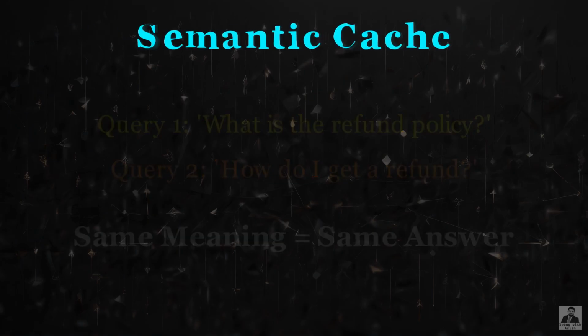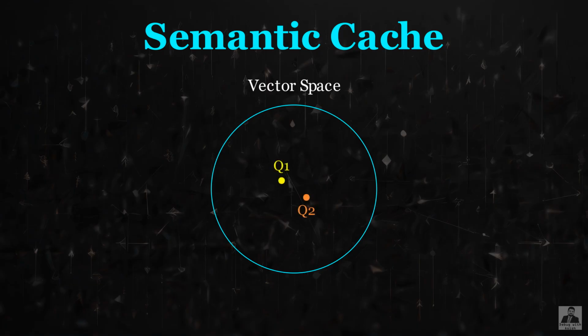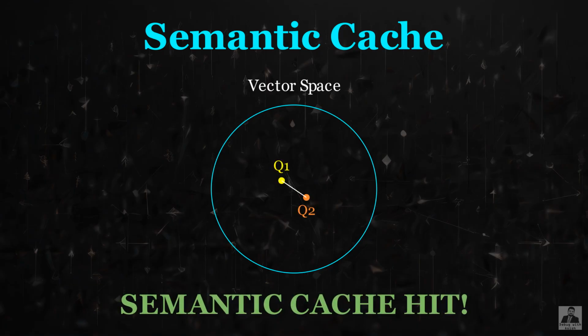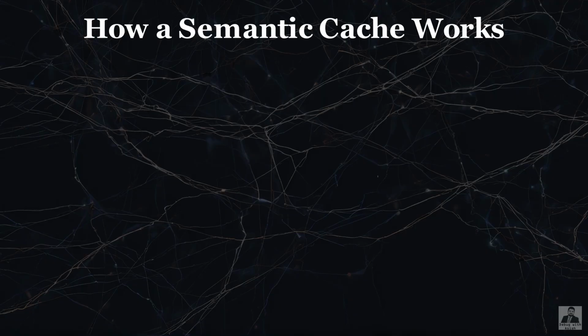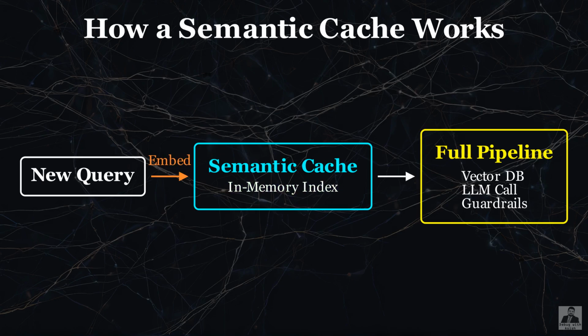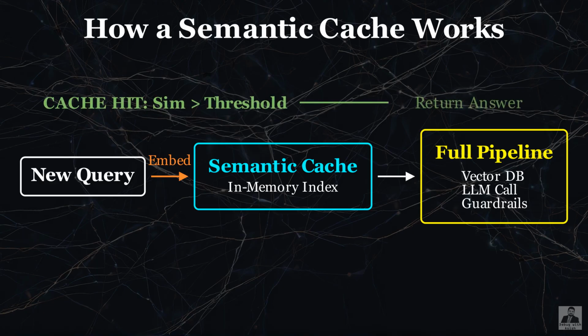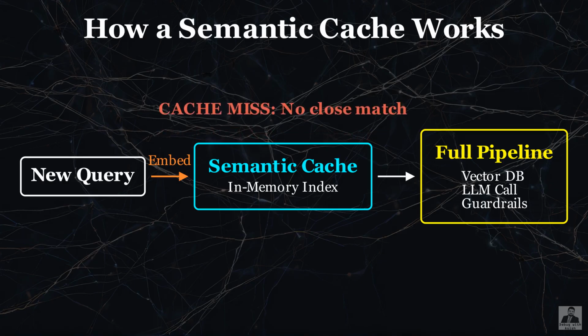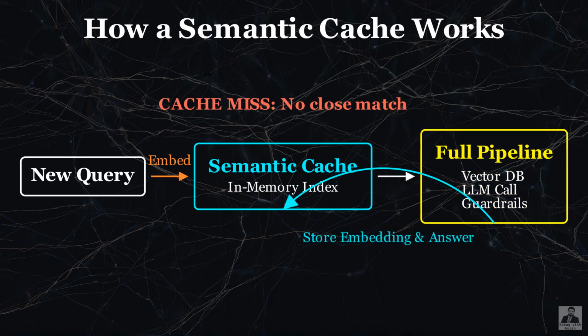A semantic cache embeds both questions, finds that they are very close in vector space, and returns the cached answer for the second query. The semantic cache sits in front of the full pipeline. When a query arrives, we embed it and search a small in-memory index of previously seen query embeddings. If the closest stored query has a cosine similarity above our threshold, we call it a cache hit and return the stored answer immediately. No vector database search, no language model call, no hallucination check. If nothing in the cache is close enough, we run the full pipeline and store the new query embedding alongside the answer for future use.